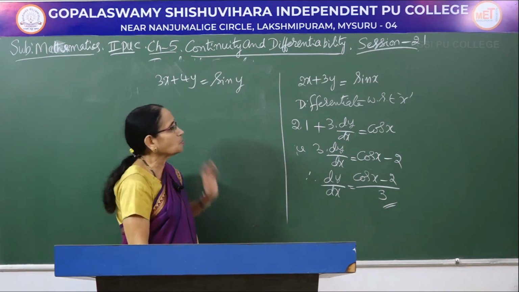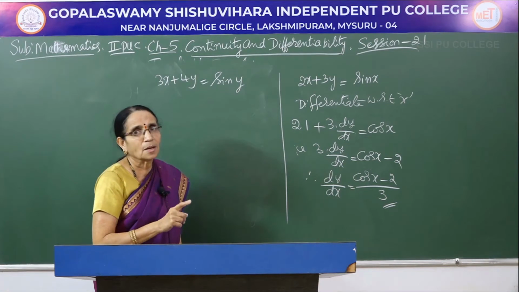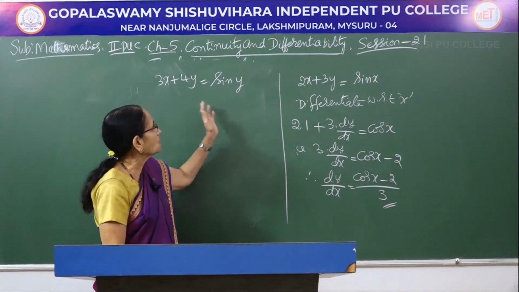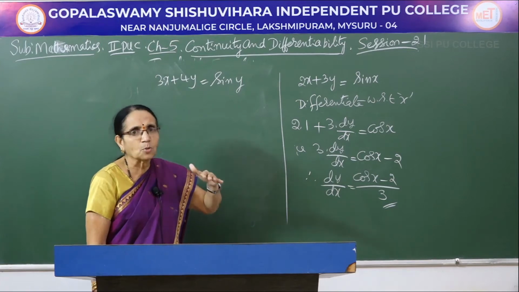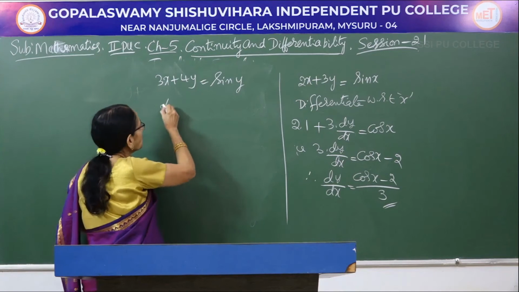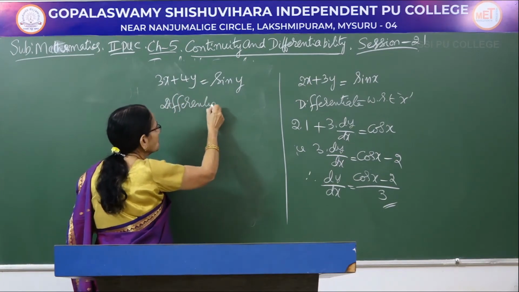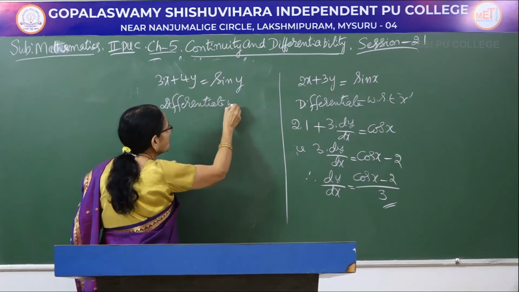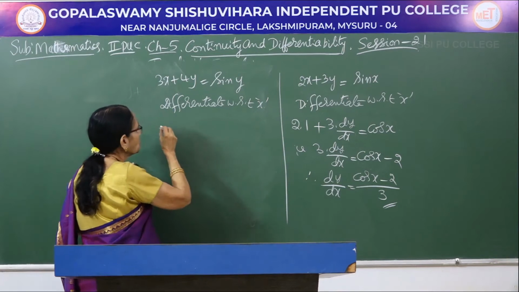See, again in this problem, we are having two terms containing y, isn't it? So, automatically we will be getting two terms having dy by dx. So, you have to take out dy by dx as a common factor. But let me differentiate first with respect to x. Differentiate with respect to x. Carefully you do that one.